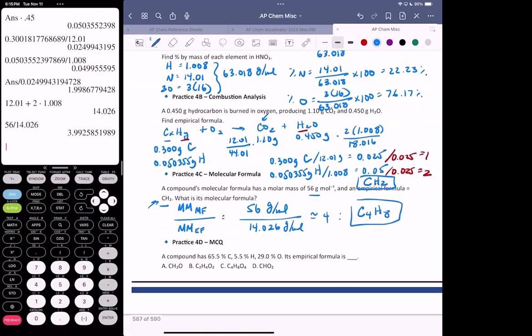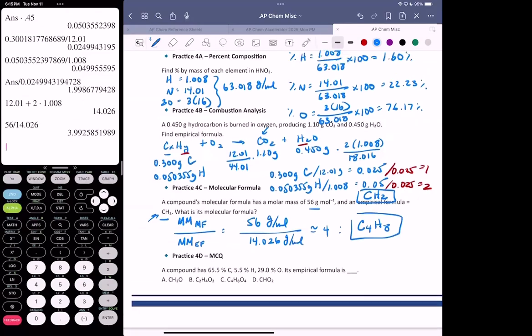Finally, practice 4D. A compound is 65.5% carbon, 5.5% hydrogen, and 29% oxygen. Determine its empirical formula. Percent to mass, mass to mole, divide by small, times to whole. You can pause the video here to solve this. Otherwise, I'm just going to go straight through.